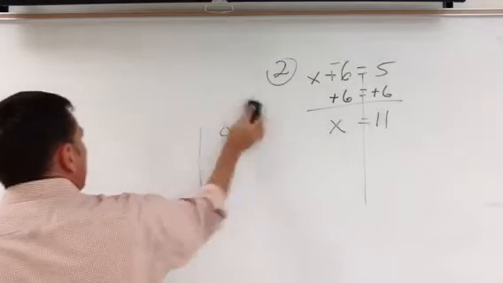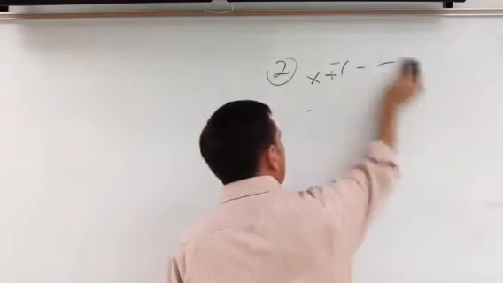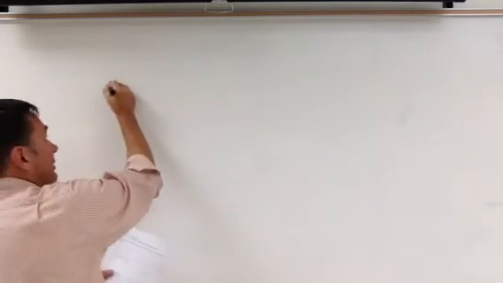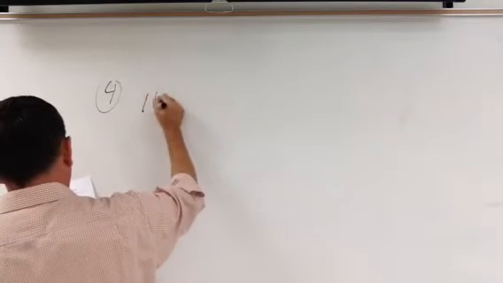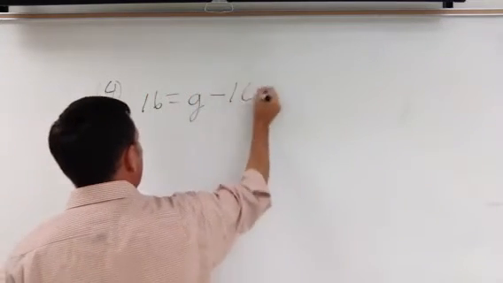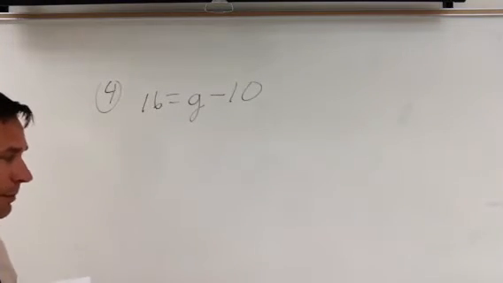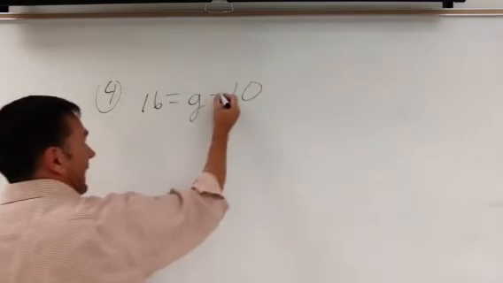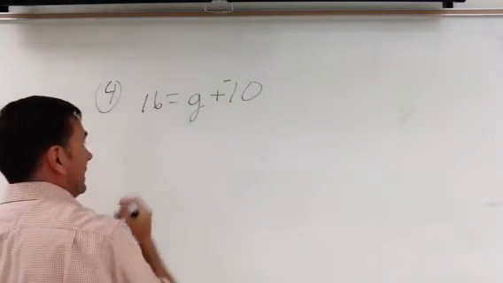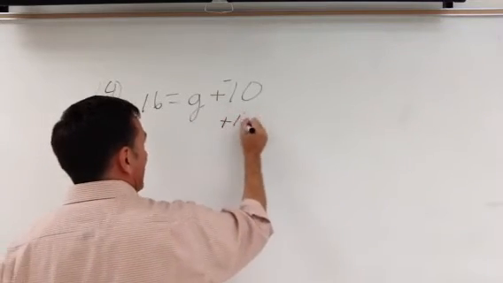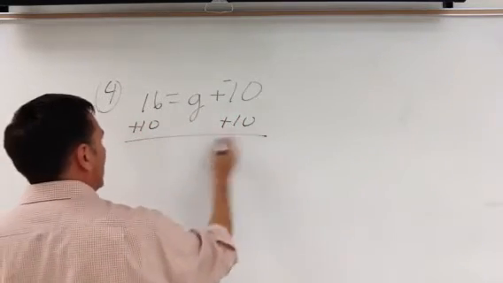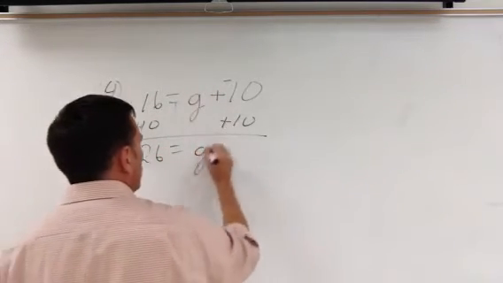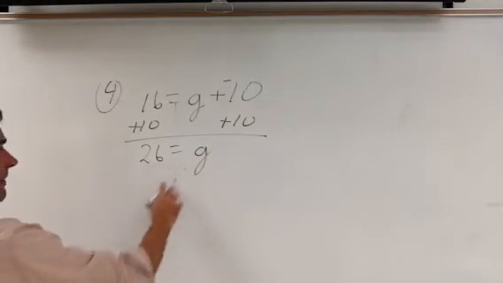Number 4. If you look at number 4, it is a little bit different. If you notice, the variable is on the other side. We have 16 equals g minus 10. It doesn't matter which side the variable is on as long as it's on one side by itself. I start by adding the opposite, making that plus a negative 10. In order to solve this, I'm going to add 10 to both sides. And 16 plus 10 is 26. And we're left with g. And there's our final answer.